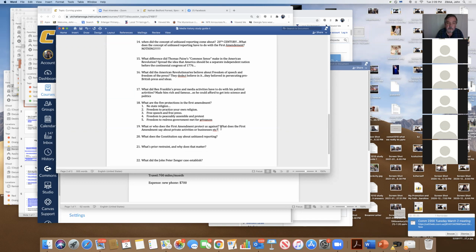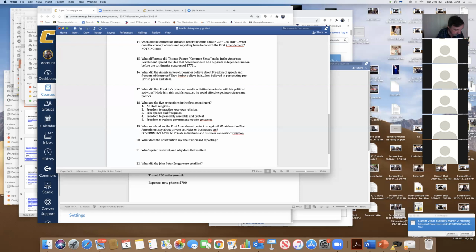What does it free us against? Government. Private individuals and businesses can restrict religion. If you are a Christian group, you don't have to let in Muslims if you don't want to, and vice versa.